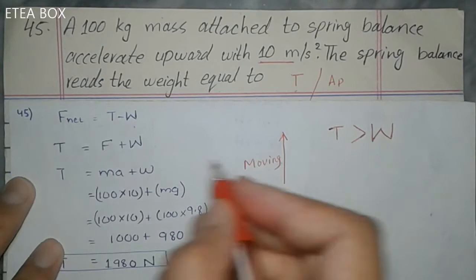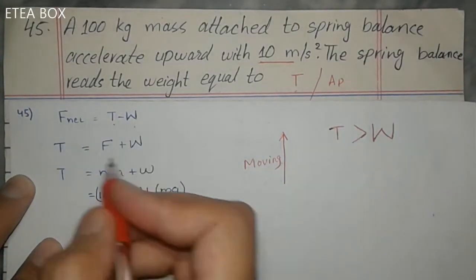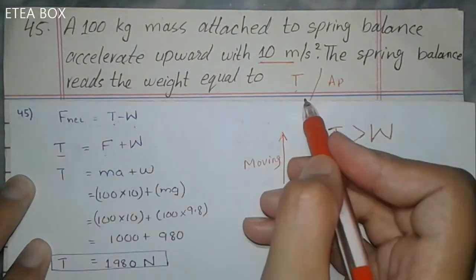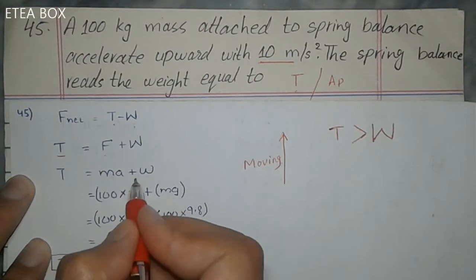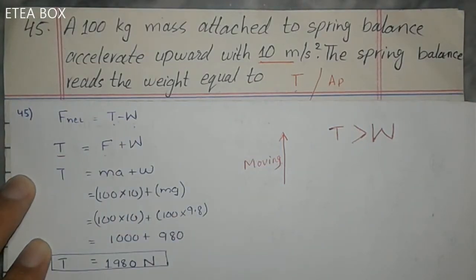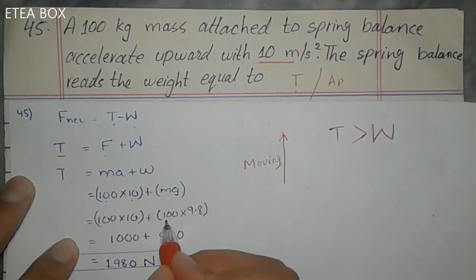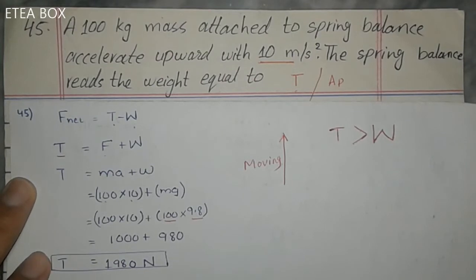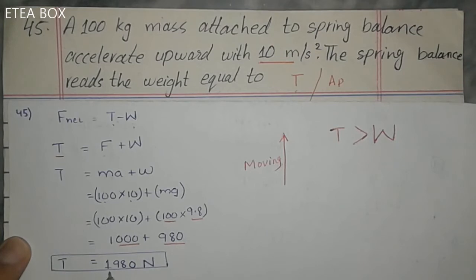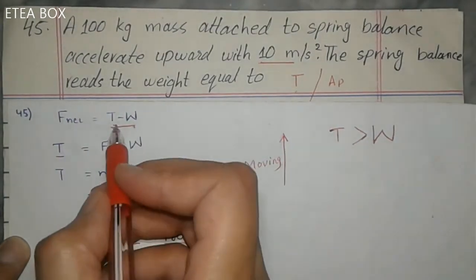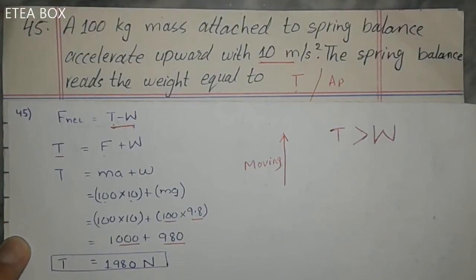Now the net force will be tension minus weight, and we can also write the tension as net force plus weight. Now we have to find the tension. Force is equal to ma plus W, weight is equal to mg. Now put mass 100, acceleration 10, and here mass is 100 and the gravitational acceleration is 9.8. So you will get 1000 here and 980 here. When we add this, you will get the tension is 1980 Newton. Okay, so when tension is greater than weight, you have to subtract here. The net force will be tension minus weight.